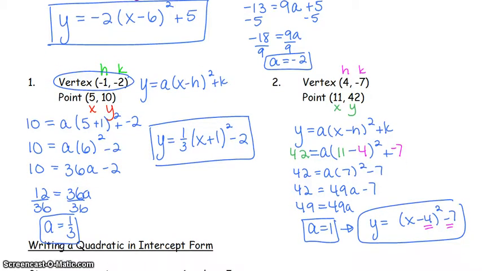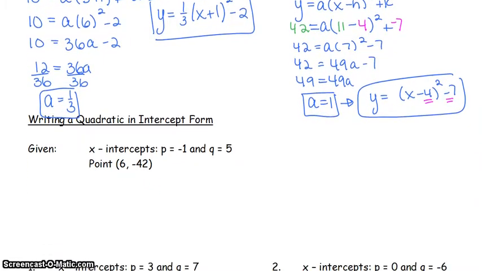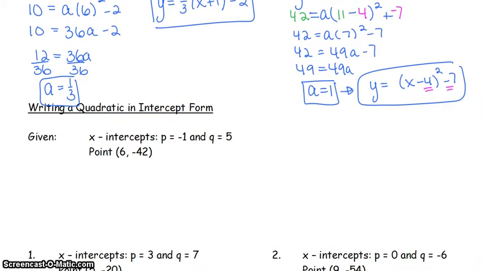Alright, the second one that we're going to look at today is writing the quadratic in intercept form. And we know that in intercept form, we're able to see what our intercepts are. So the general form for that is y equals a times x minus p times x minus q, where p and q are those x-intercepts. So I'm going to tell you that your x-intercepts are -1 and 5.